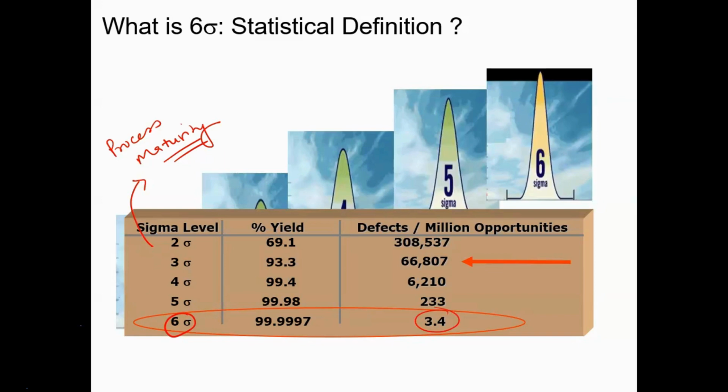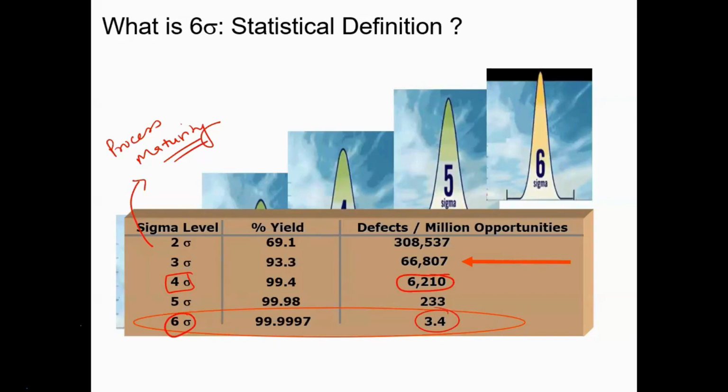And of course, your process maturity becomes lesser by increasing the defects out of million opportunity or million output. So if your defect increases in your process, it means your process deteriorates and your process maturity becomes lesser and lesser. And that's how you can see at 4 Sigma level, your defect numbers are higher. Correct? And of course, your process maturity is lesser than 6 Sigma. So these are the levels which indicate the process maturity.